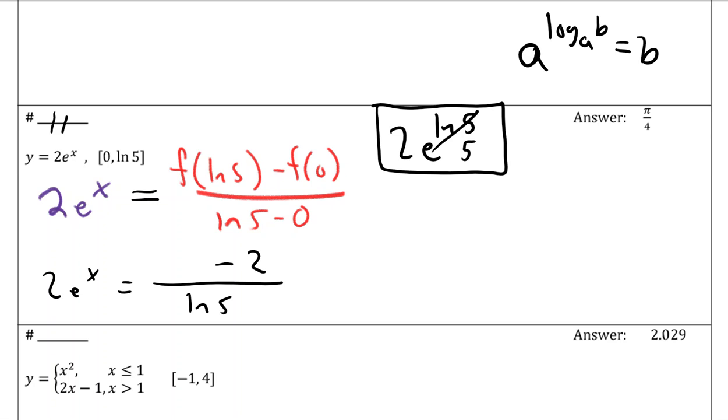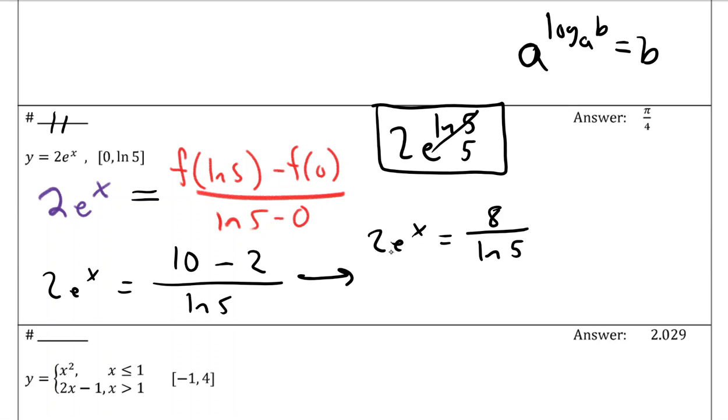But they do put stuff like that on the AP exam, so that's what we have to review throughout the year. So this ends up being 10. 2 times 5 is 10. Okay, so we got 2e to the x is equal to 8 over the natural log of 5.